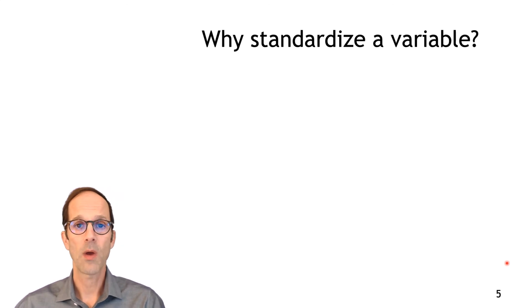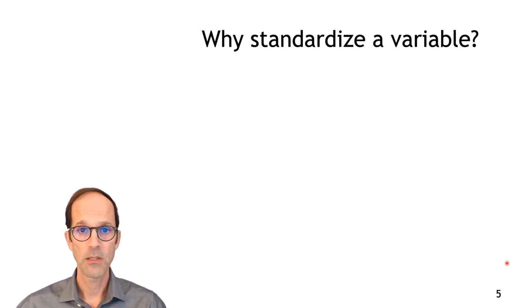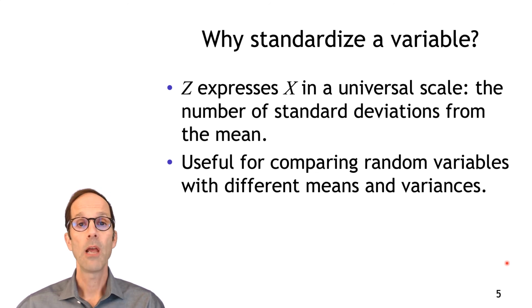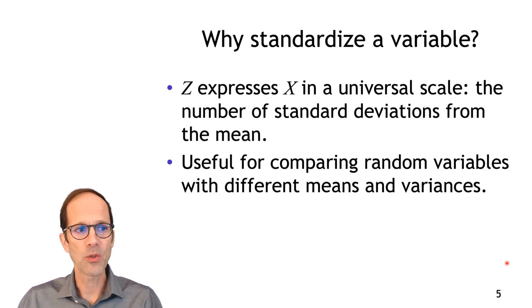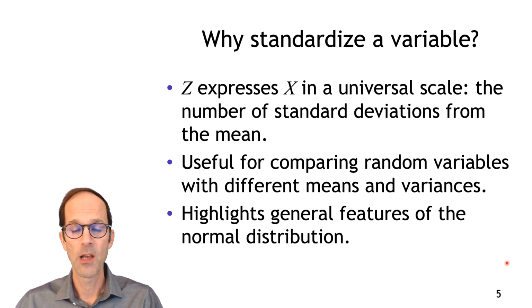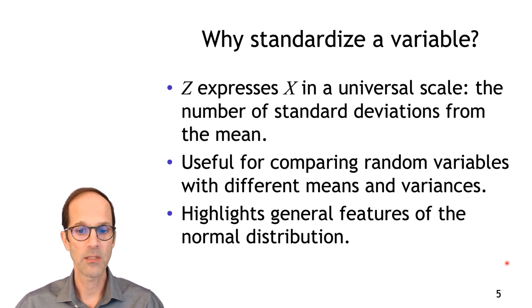So why do we do this? Why standardize a variable like this? There's a few good reasons. Basically what Z does is express X in a universal scale, the number of standard deviations from the mean. Any normal random variable can be described the same way. This is helpful if you want to compare random variables with different means and variances. And it's also very helpful if you want to highlight general features that all normal distributions share. So let me talk about each of those two advantages in turn.